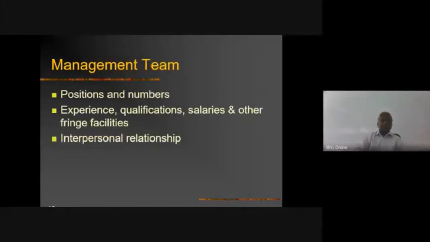Then the management team. How is the management? This is because any enterprise mainly depends on the management. If the management is efficient and good, the enterprise will run well. Then positions and numbers. What are the positions and what are the numbers? That is the administrative officer, financial officer, or the accountant, or financial manager, production manager, marketing manager, marketing supervisors, like that. Different management team. And what number are employed? Then what is the experience? What are their qualifications, which are very important? Salaries and other fringe benefits paid to them.